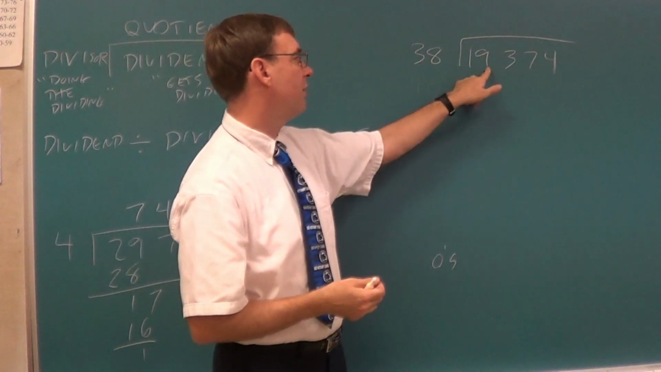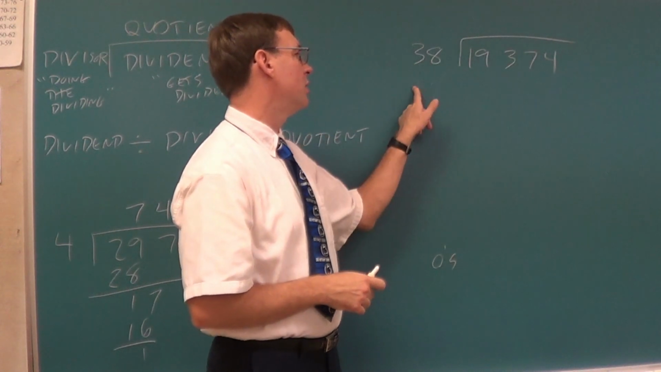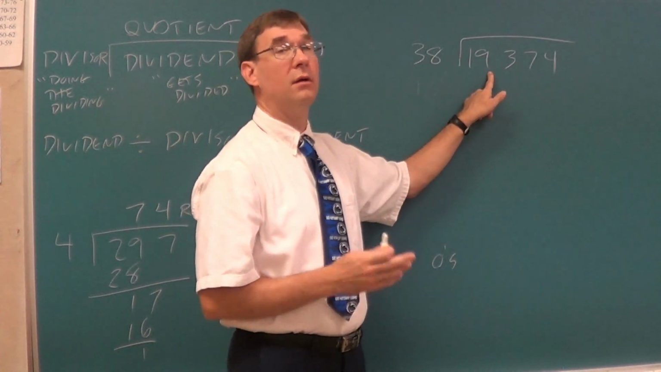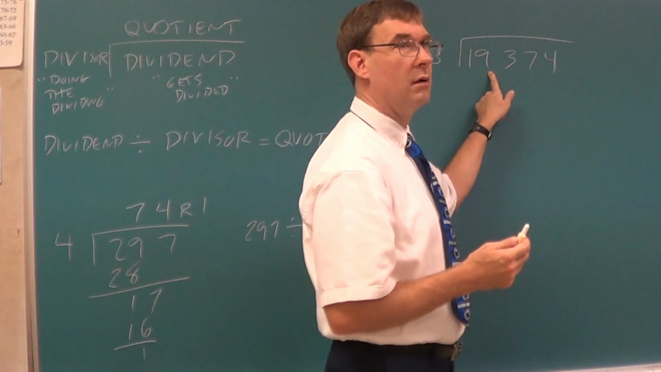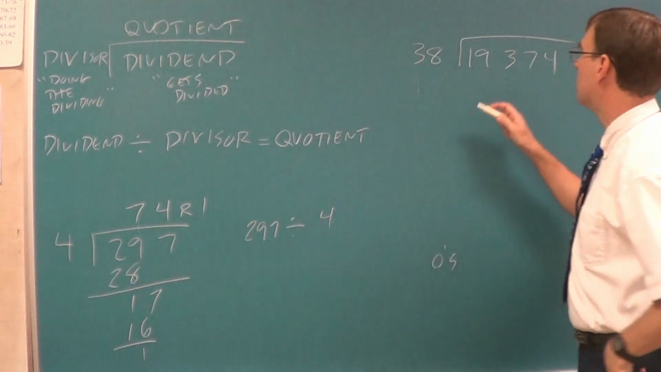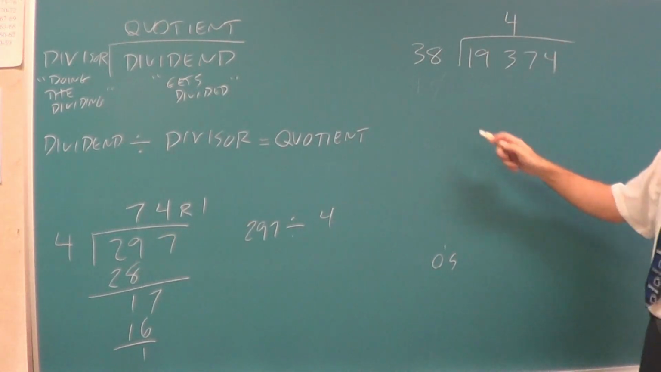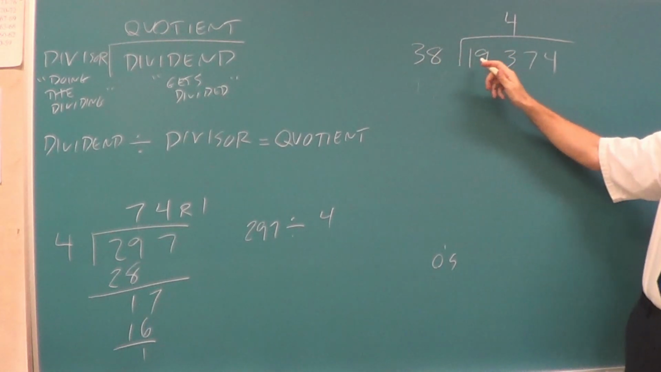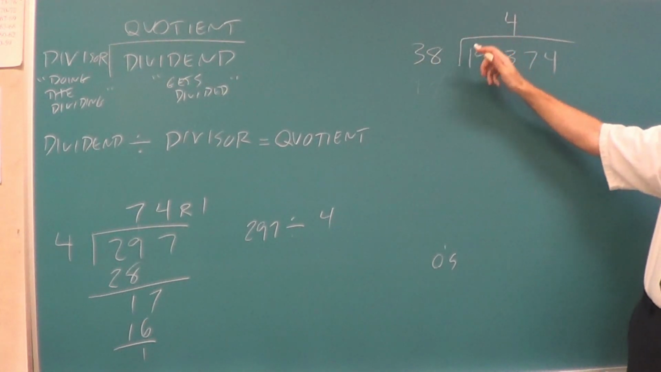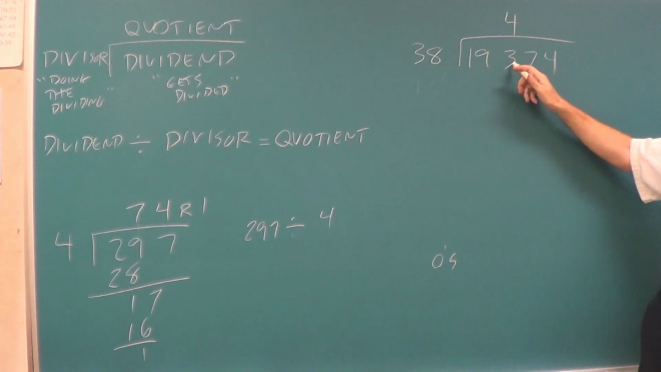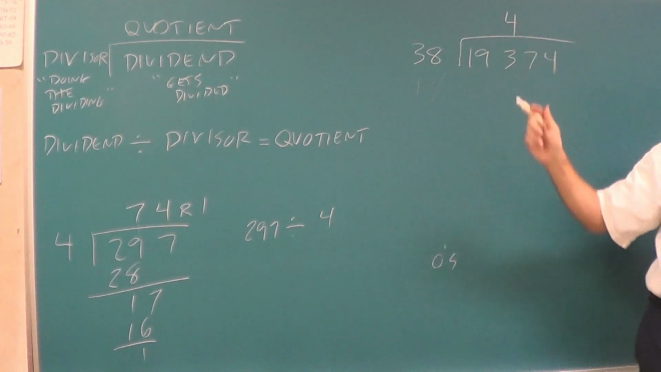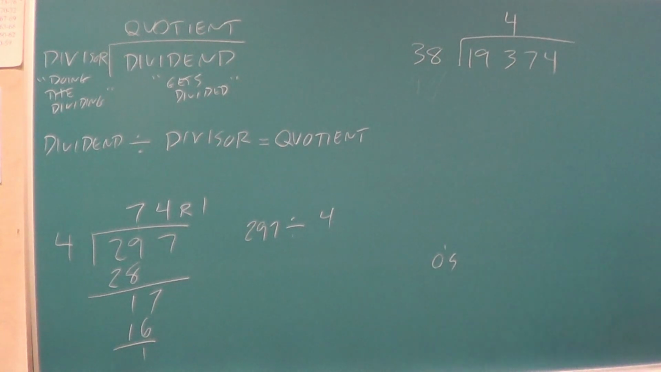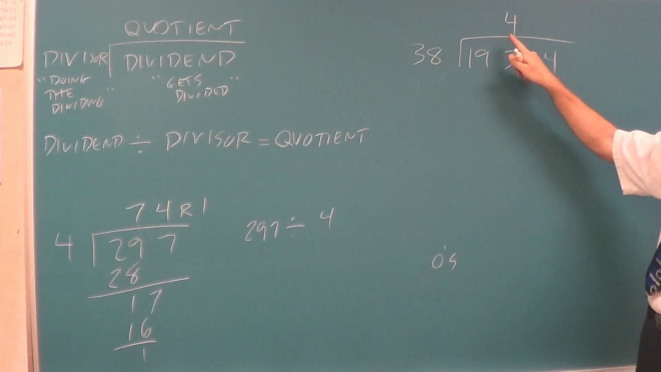So if we saw 4 into 19, what would you do for 4 into 19? 4 into 19 would go 4. So I'd throw a 4 there. 38 can't go into 1, so nothing above the 1. 38 can't go into 19, so nothing above the 9. 38 can go into 193, that's just a guess, but maybe we're not going to be right. And then we'll pause. Okay, so then we just need to check and see if what we did was right.